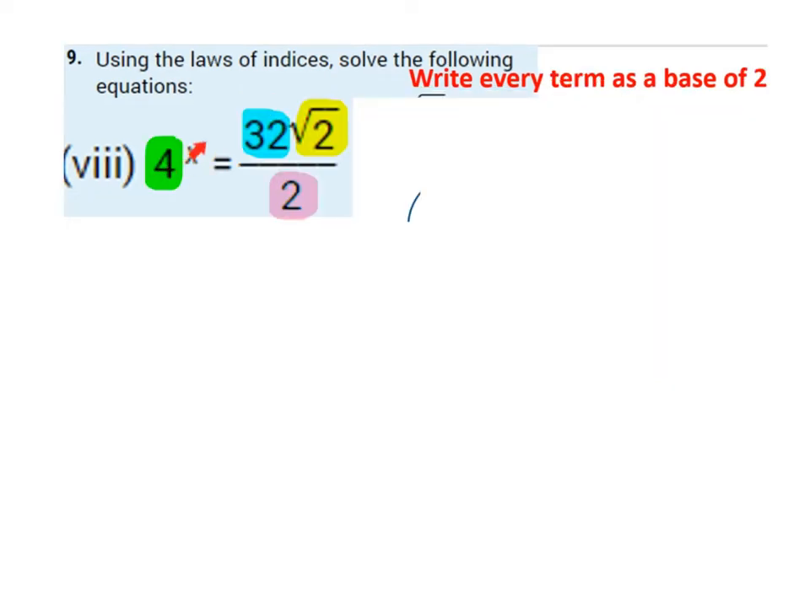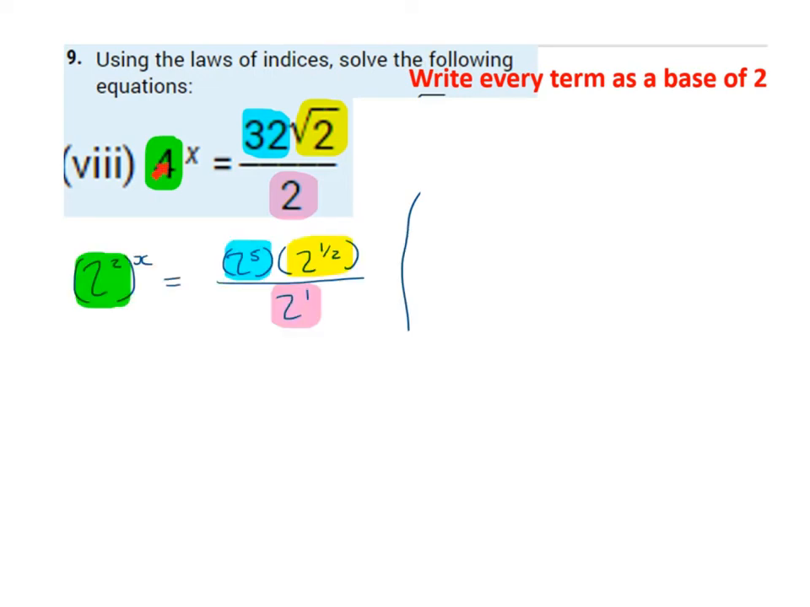Solve. 4 to the power of x equals 32 root 2 all over 2. So we're going to write every term as a base of 2. So 4 we rewrite as 2 to the power of 2. Notice I have brackets around it, and that's all raised to the power of x. 32 we rewrite as 2 to the power of 5. Again, we've got brackets around it.